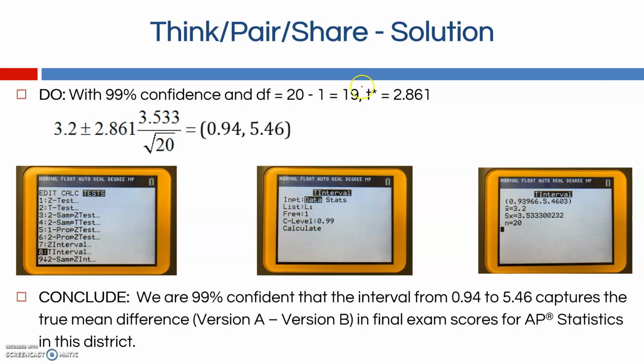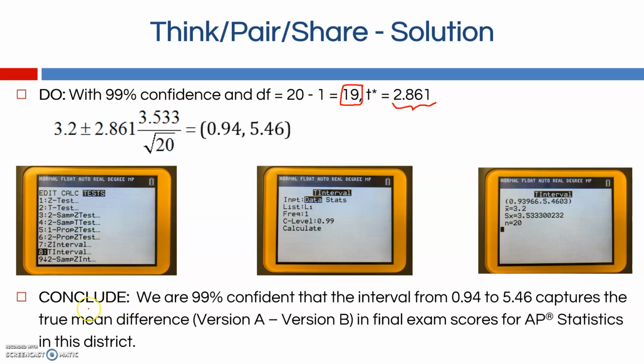All right, if you want to use Table B, you would go to 19 degrees of freedom at 99% confidence. If you look that up, you should get 2.861. And here is the interval done completely by hand. Notice that both numbers are positive, so 0 is not included in that true mean difference. That kind of tells you that it looks like test A was a little bit easier, or that test B was a little bit harder, because A has a higher mean score.